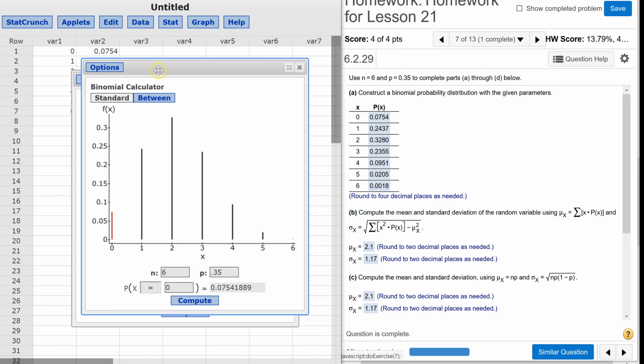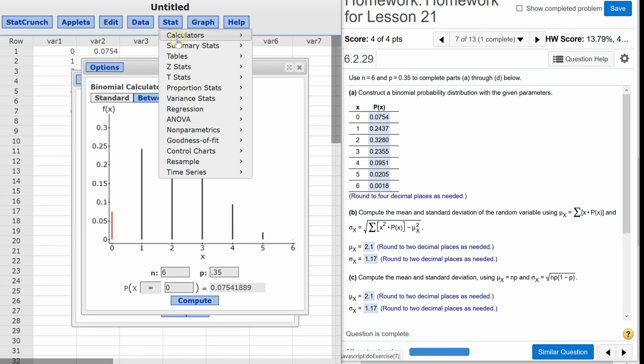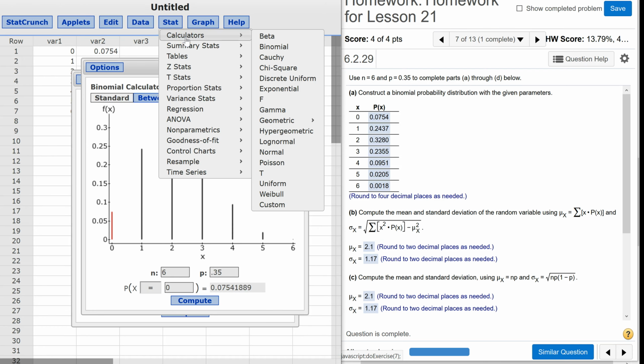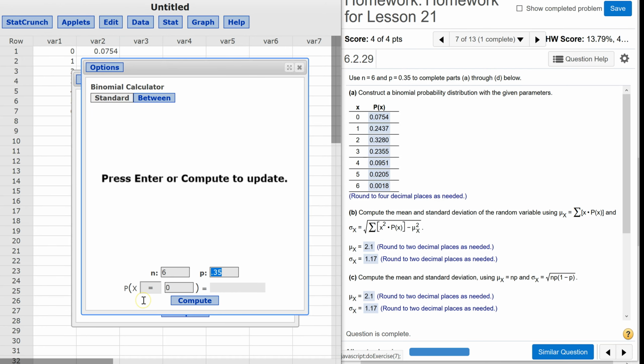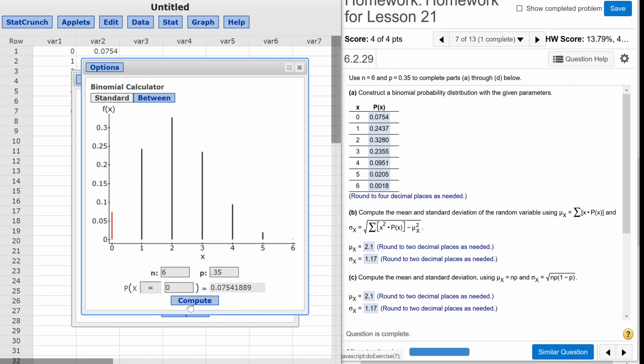What I did is I first chose the binomial calculator. And as a reminder, that's under statistics, calculators, and then binomial. I added that there are 6 trials. I made sure my probability of success was 0.35, and I began with an x value of 0, meaning that there's 0 successes. I selected compute and recorded my answer to 4 decimal places. I continued to change the value for x to get each value in the table.